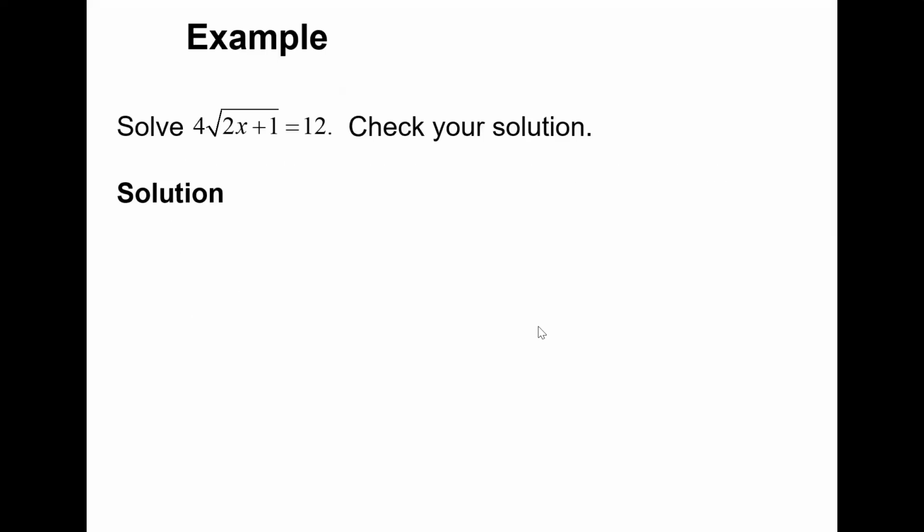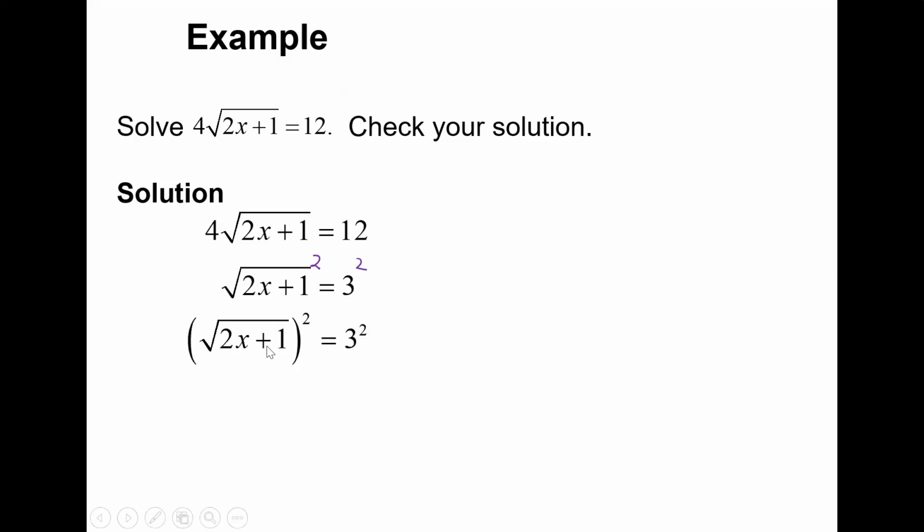All right, so for example, let's solve this equation. What we're going to do is first isolate the radical. So the first thing we're going to do is divide by 4. When we divide by 4, we end up with this. Now if we square both sides here, we can do it. The radical is gone, and over here we just get 9. And so that's what we do here. We get 9, subtract 1, we get 8, divide by 2, we get 4. And so our solution is going to be 4.